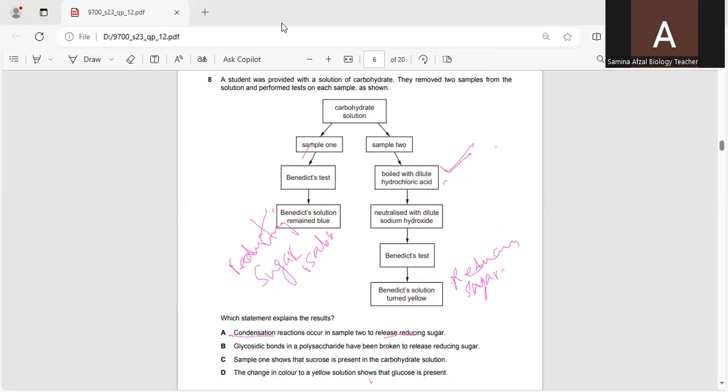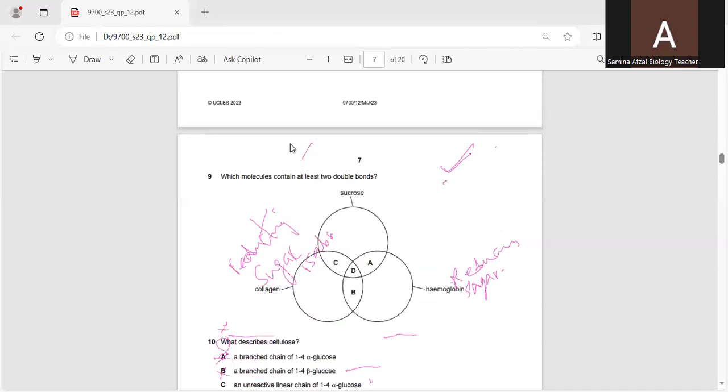And sample 1 shows that reducing sugar is not present. So B is the correct option. C, D and A are the wrong options. So B is the correct option in this case. Now I would like to move towards question number 9, and in question number 9, you can see which molecule contains at least double bonds.